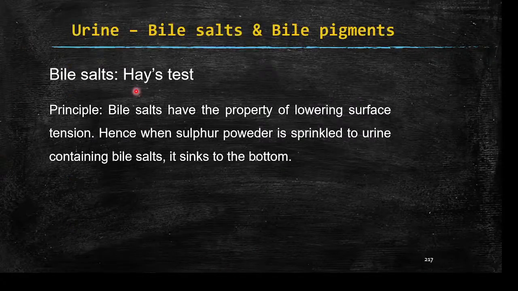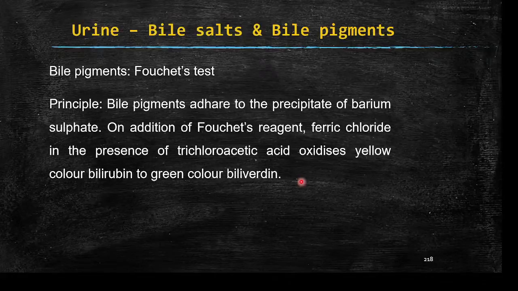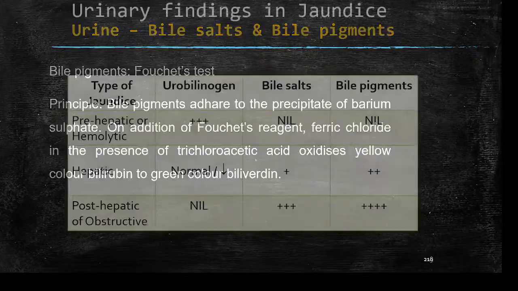Okay, so bile salts are detected by Hay's sulfur powder test. Bile salts have the property of lowering surface tension. Hence, when sulfur powder is sprinkled onto urine containing bile salts, it sinks to the bottom. Bile pigments can be detected by Fouchet's test. Here bile pigments adhere to the precipitate of barium sulfate, and on addition of Fouchet's reagent, that is ferric chloride, in the presence of trichloroacetic acid, it oxidizes yellow colored bilirubin to green colored biliverdin.